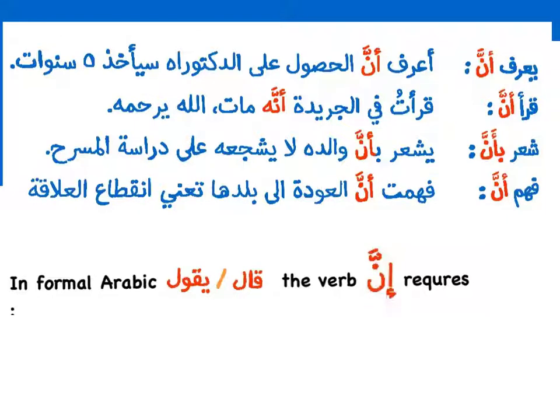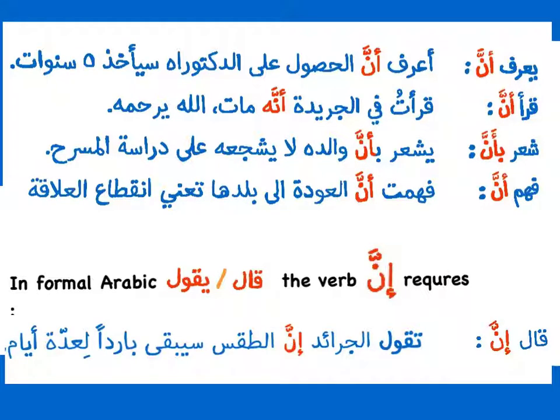As for inna, in formal Arabic, inna is used with قال يقول, as in تقول الجرائد إن الطقس سيبقى باردا لعدة أيام. قال is conjugated with هي because الجرائد is feminine. So تقول الجرائد: the newspaper says that the weather is going to be cold for days to come. So تقول إن الطقس.